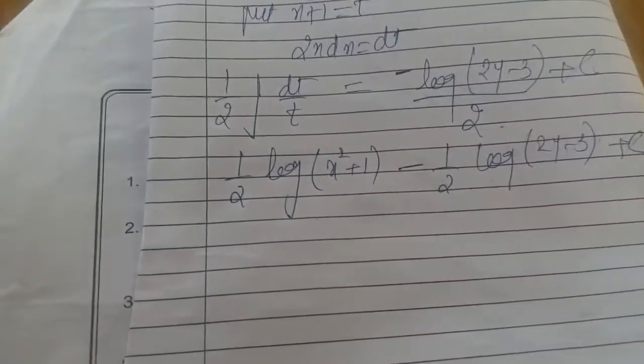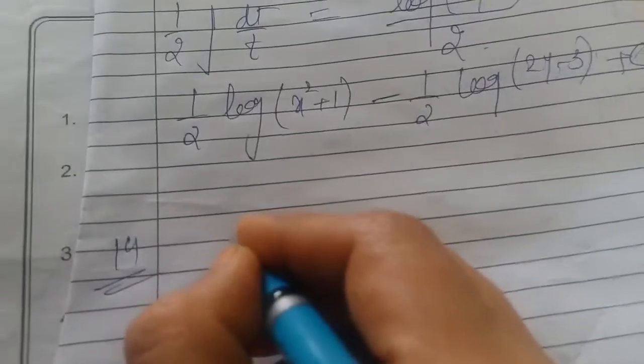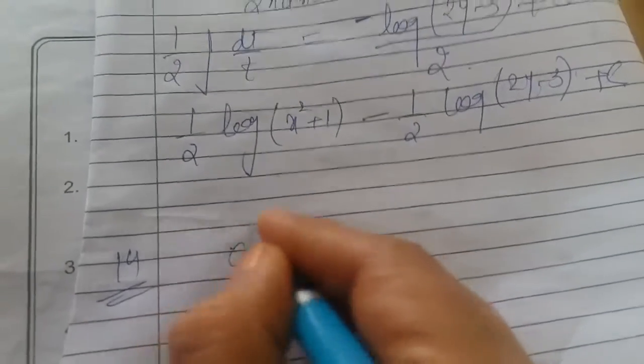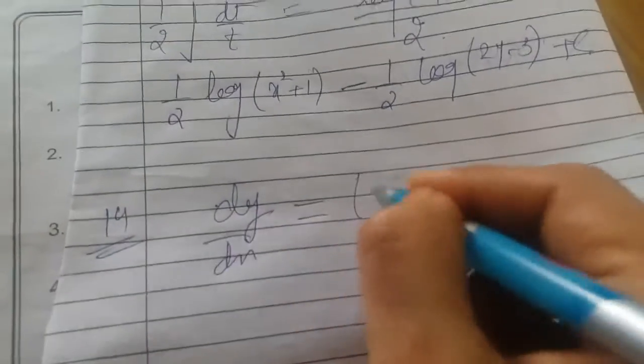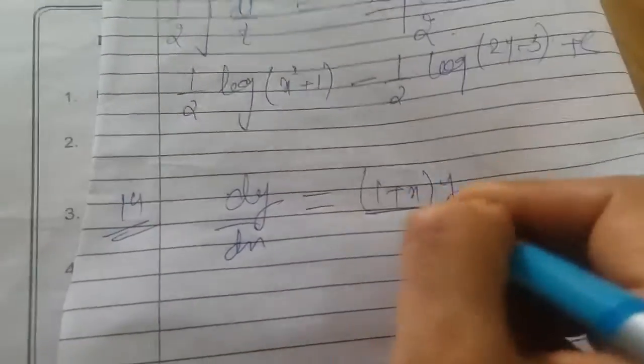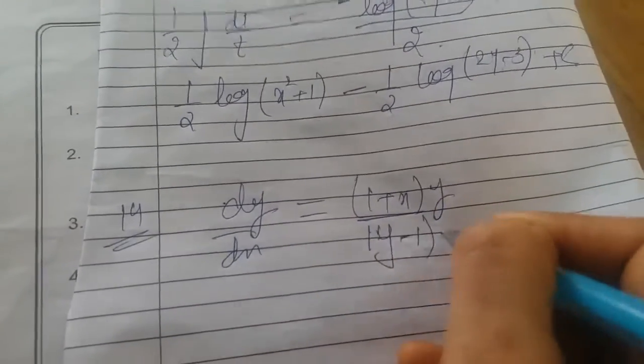Now see question number 14. What is it? Question number 14. dy by dx equals 1 plus x whole y upon y minus 1 whole x.